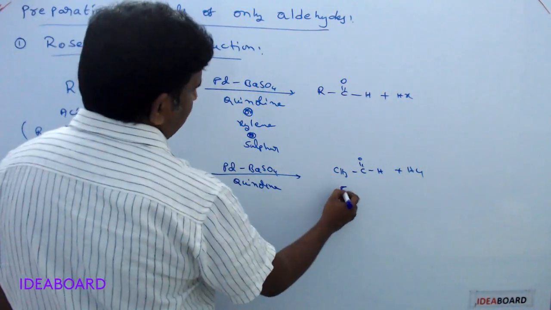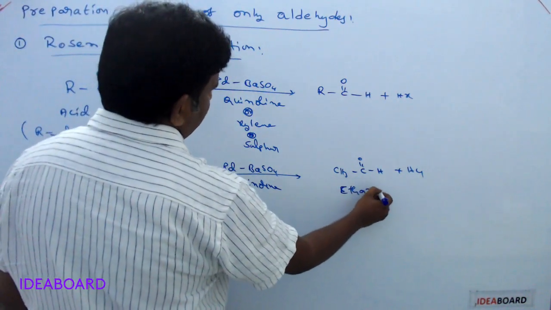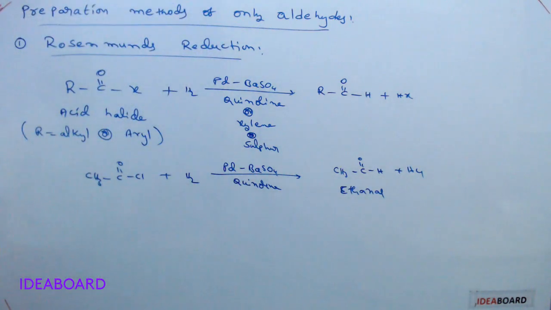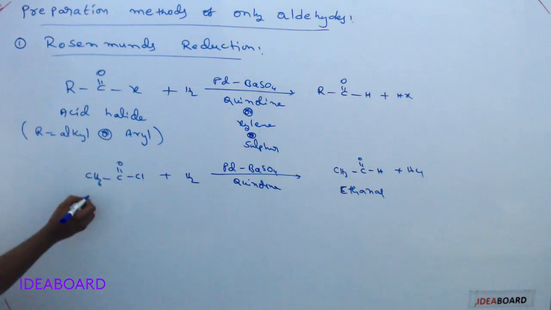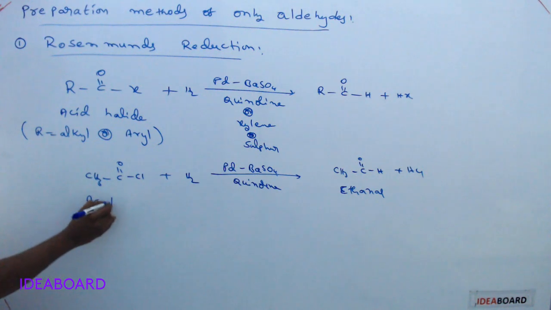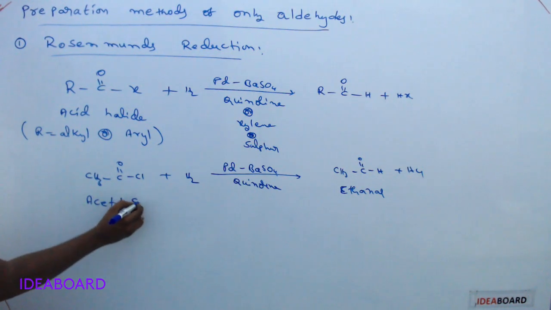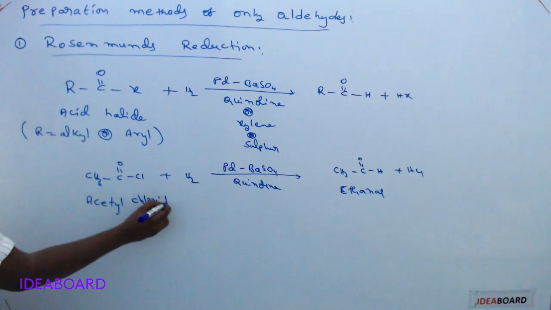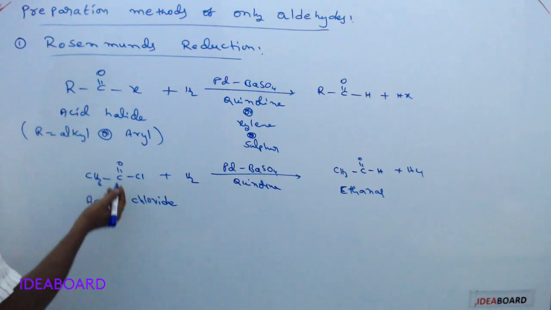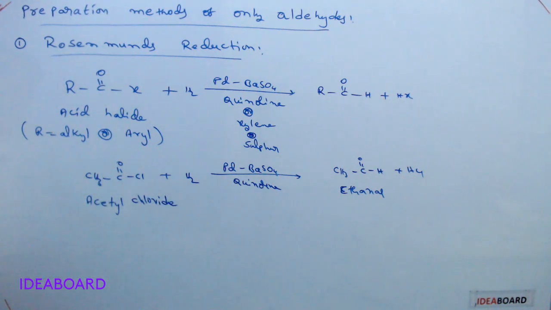Acetaldehyde, or the IUPAC name ethanal, is formed. The starting compound has the common name acetyl chloride. The IUPAC name is ethanoyl chloride.